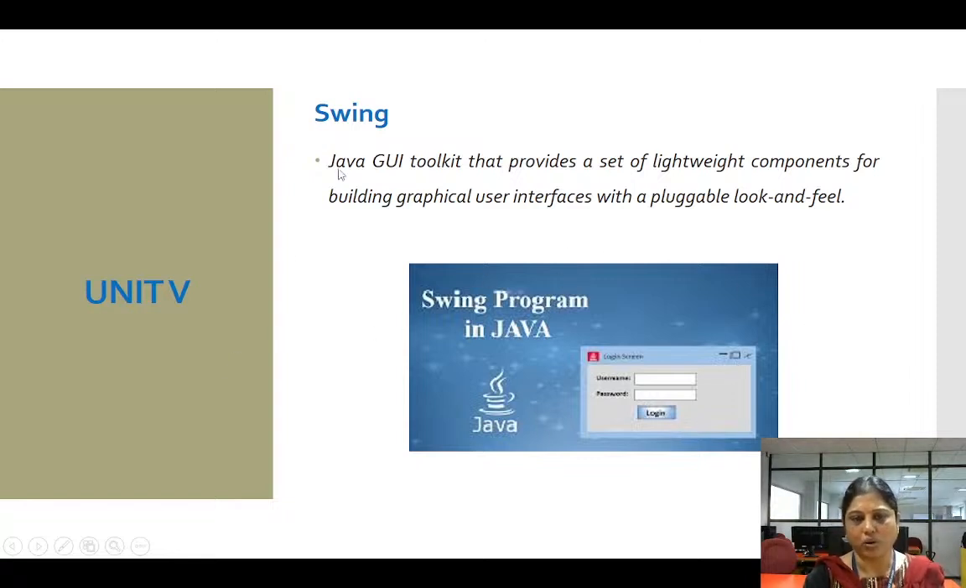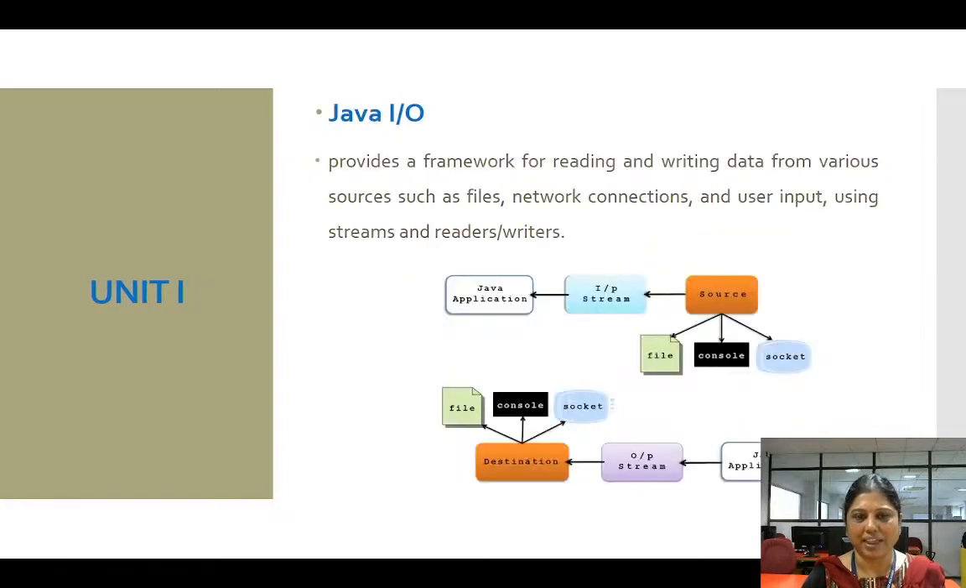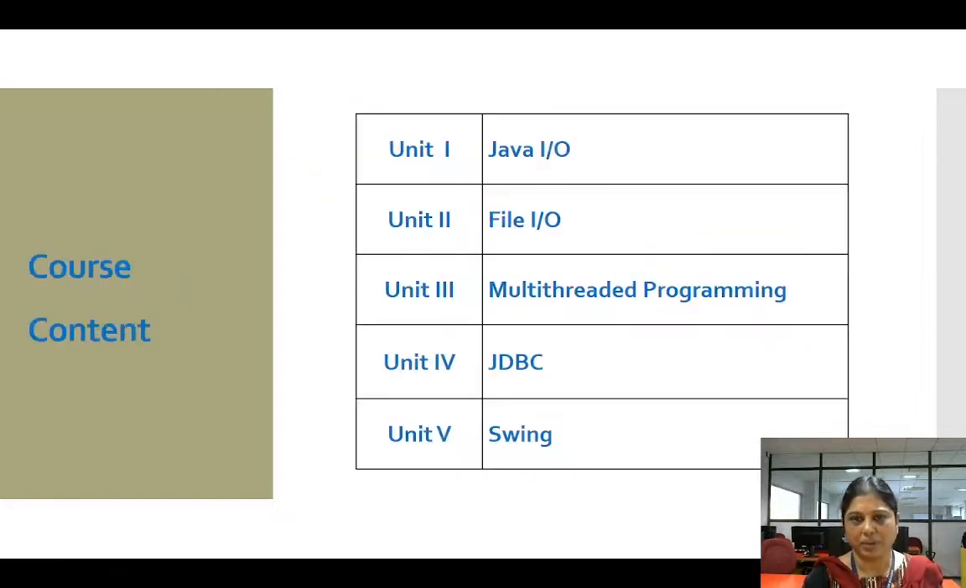So unit number 5 on Swing is going to help students understand how to build simple, pluggable look and feel GUIs, or graphical user interfaces, that will allow users to interact with your Java application. So these essentially are the 5 units which the students will be exposed to.